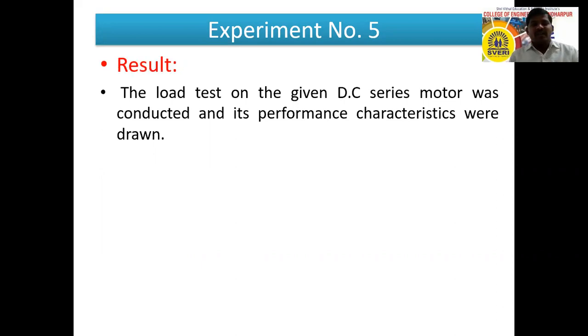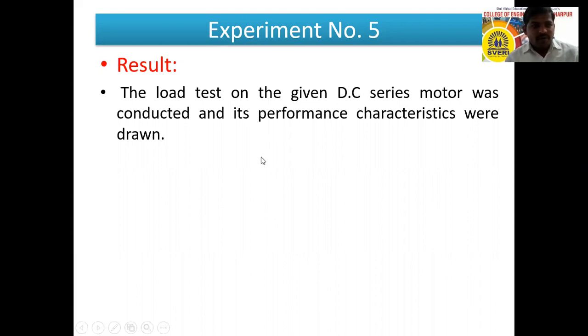The load test on the given DC series motor was conducted and its performance characteristics were drawn. So we want to write this result, that is the load test on the DC series motor was conducted and its performance characteristics were drawn. त्याची performance characteristics काय केले, drawn केले.